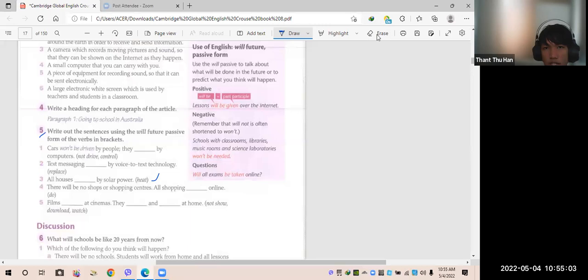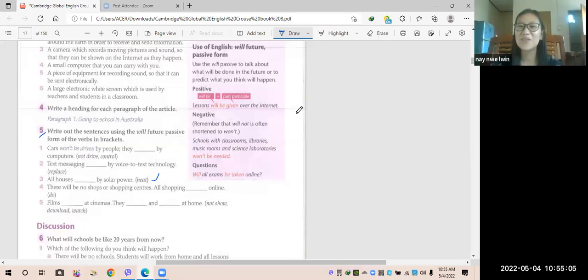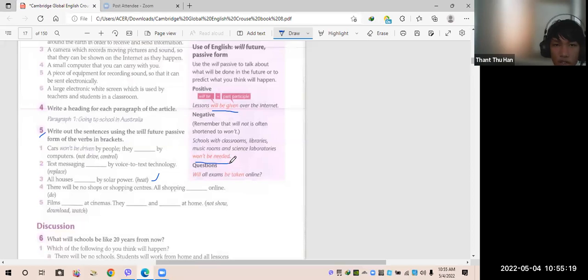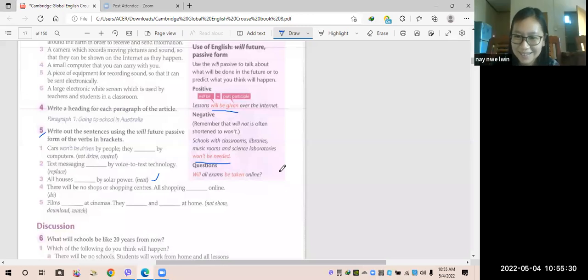Which number? We are writing two sentences by using future passive form. One has to be positive and one has to be negative. So you have to use this pattern: will be plus V3, and won't be plus V3. Are you ready now? No, I'm not ready, Chair. Okay.